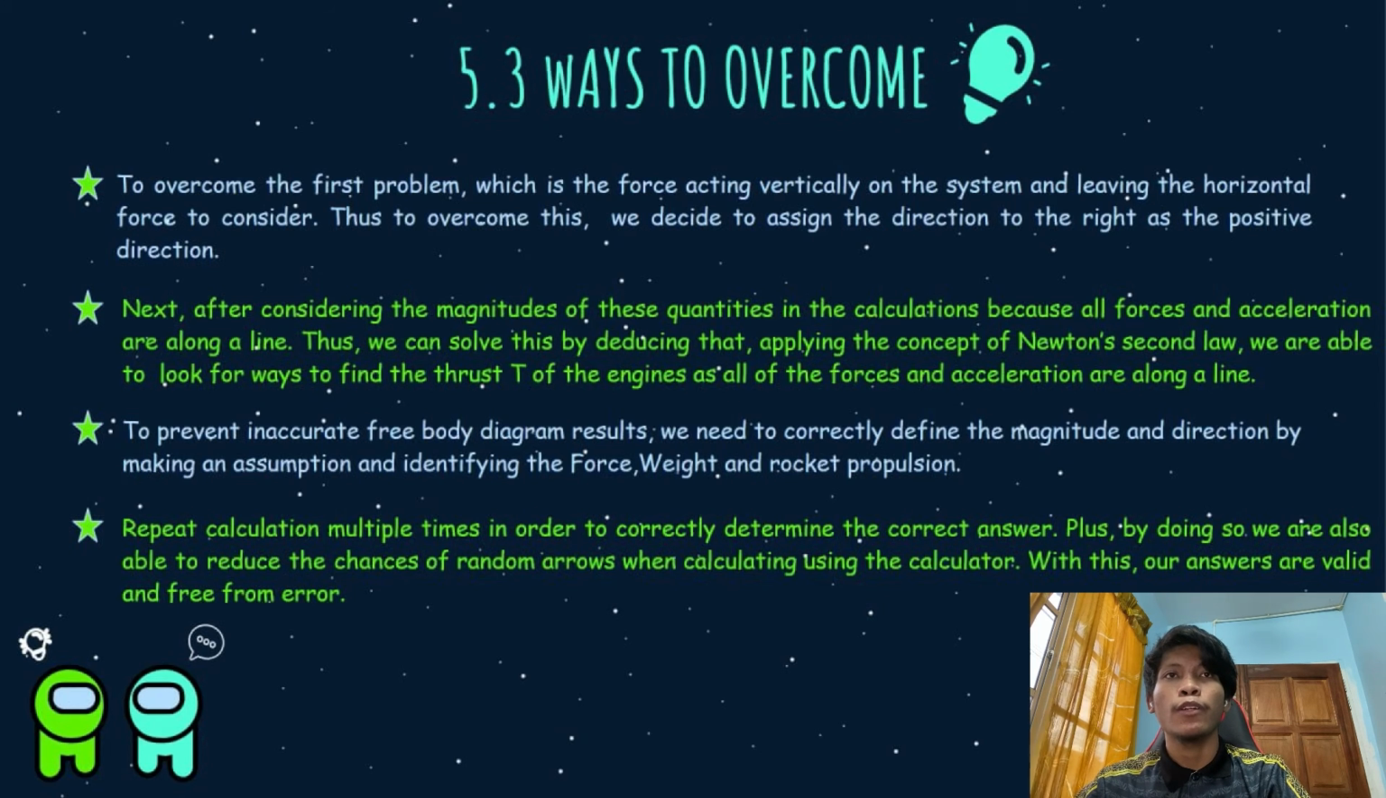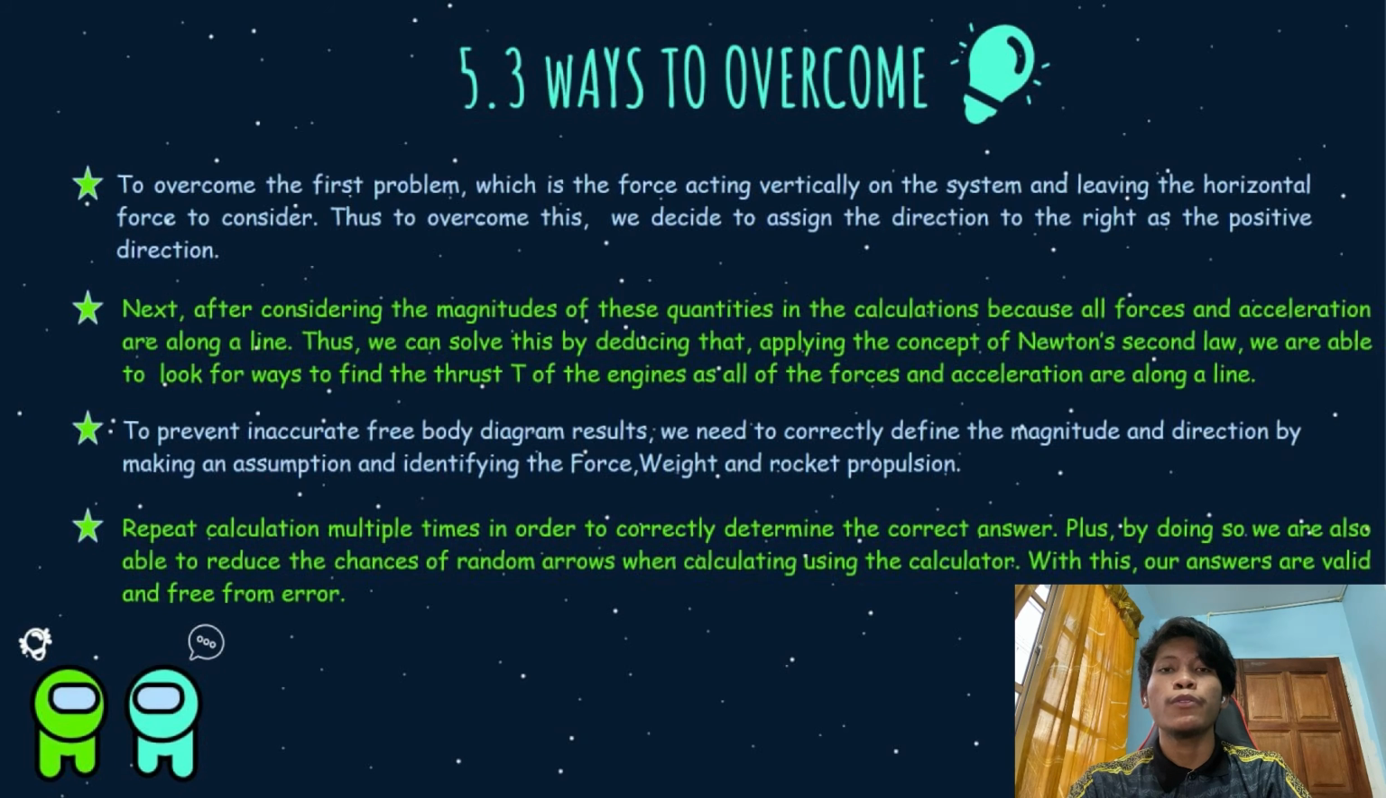Number 3, to prevent incorrect free body diagrams, we need to correctly define the magnitude and direction by making assumptions and identifying the forces: weight and rocket propulsion. Number 4, repeat the calculation multiple times in order to determine the correct answer. By doing this, we are able to reduce the chance of random errors when calculating using the calculator. With this, our answer is valid and free from error. From me, we give to the next presenter.